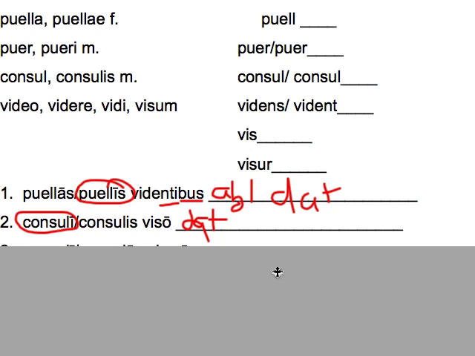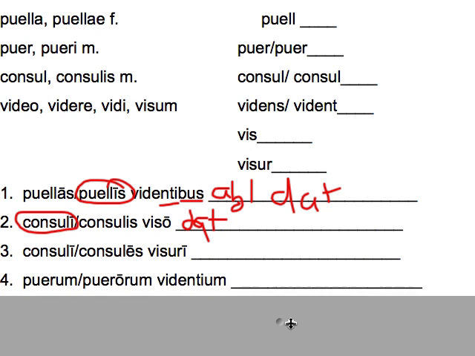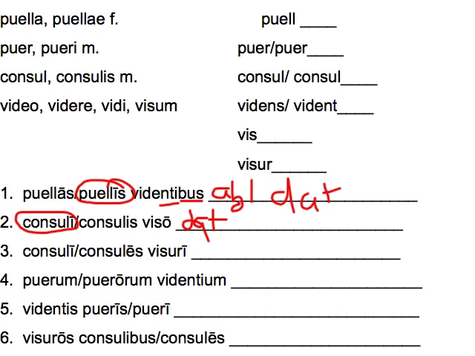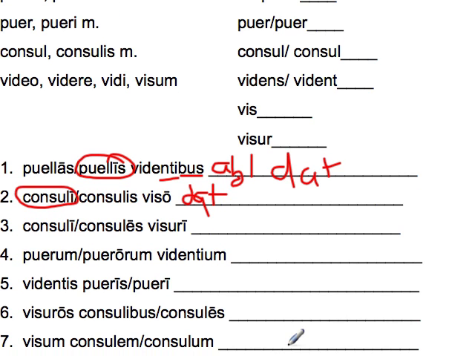Alright, now you guys are going to work on 3, 4, 5, and 6, and actually 7. So I'm going to ask you guys to do 3, 4, 5, 6, and 7. We'll go over it really quickly before we take the quiz tomorrow. Obviously, you need to make sure you know your first through third declension well.